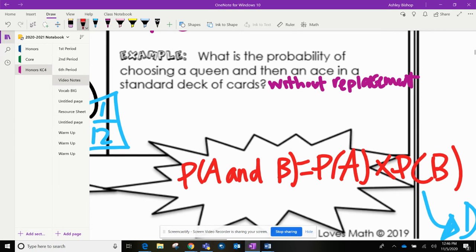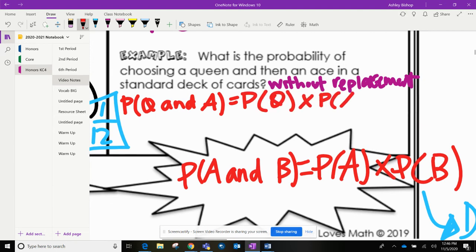Well, let's see. The probability of choosing a queen and an ace is equal to the probability that I get a queen times the probability that I get an ace, okay? And now, with that being said, I need to find these probabilities. Although these are dependent events, the probability of my first event will not be bothered. In a deck of cards, there are 52 cards, of which 4 of them are queens. Okay, 4 out of 52 is my probability of picking a queen.